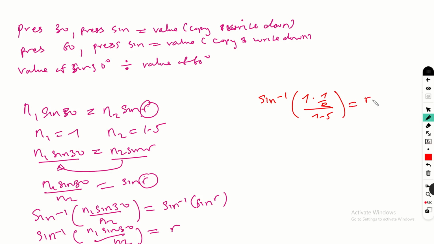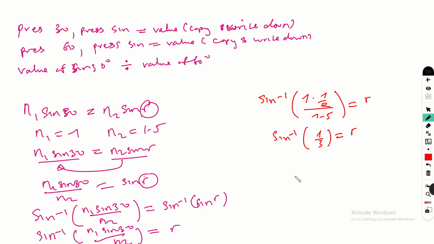So your sine inverse will be 1 on 3. Sine inverse of 1 on 3 equals what? R. Now you cannot do this one manually. You need to always use a calculator to do the sine inverse of 1 on 3, right? So you have to go to a calculator, very scientific.